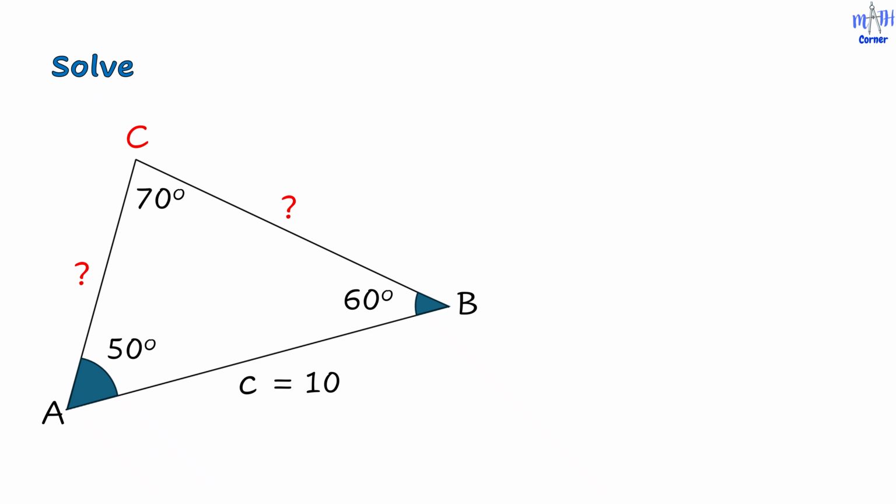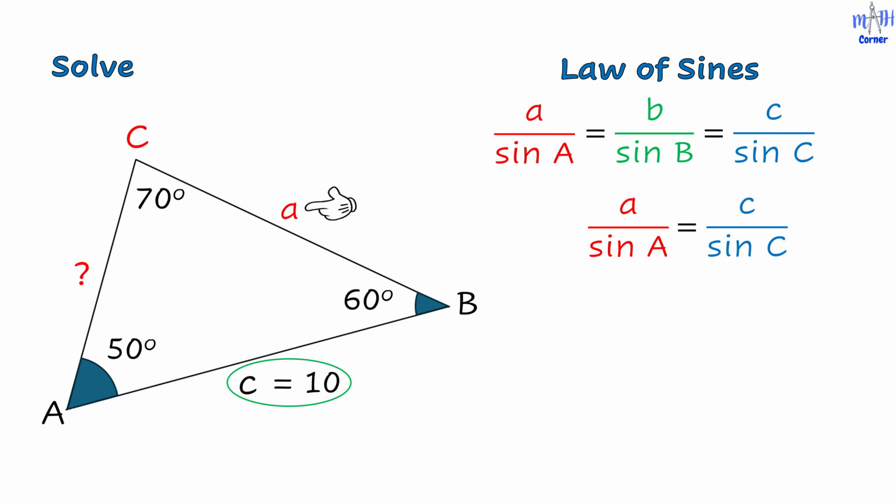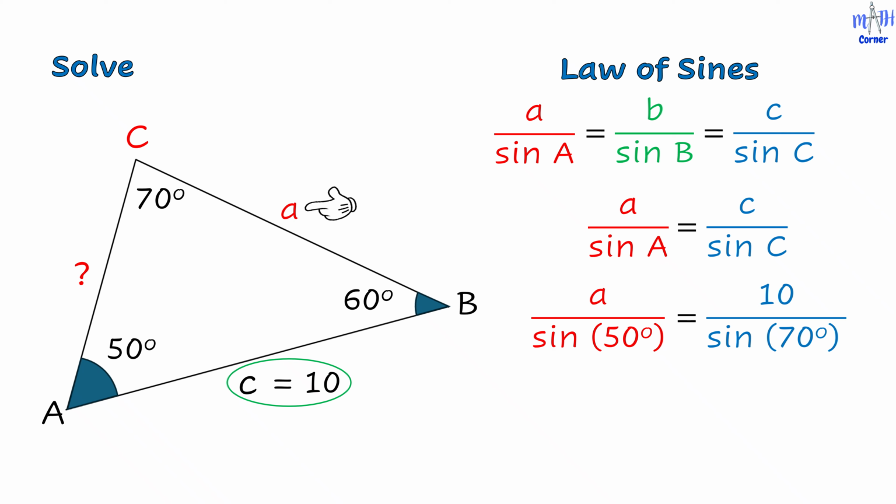Step 2. Use the law of sines. A over sine A equals B over sine B equals C over sine C. Step 3. Solve for side A. Since side C is given, let us use A over sine A equals C over sine C. Substitute the given values. A over sine 50 degrees equals 10 over sine 70 degrees.